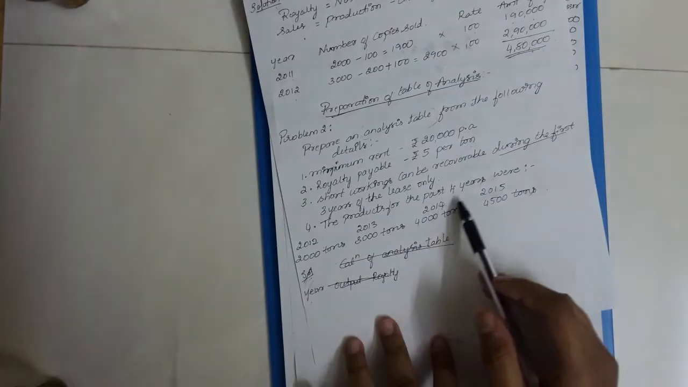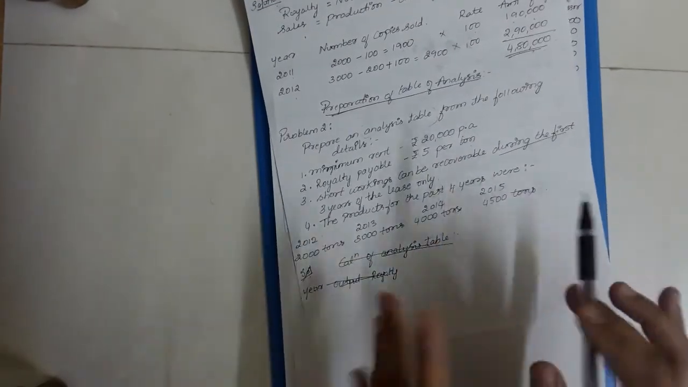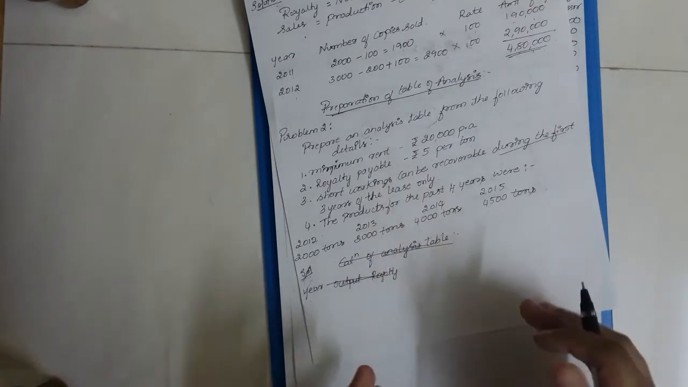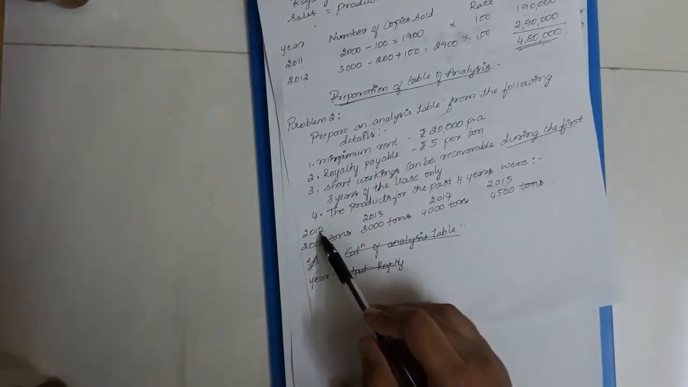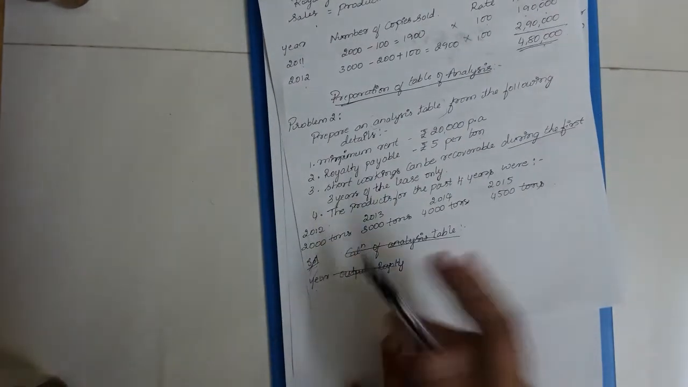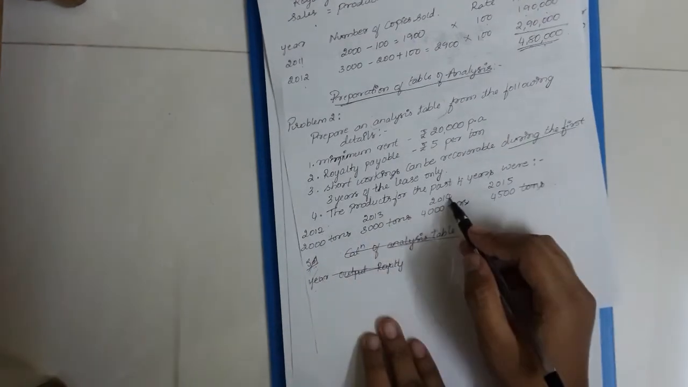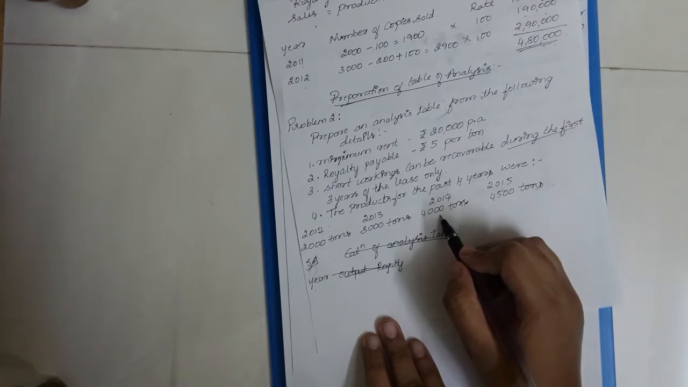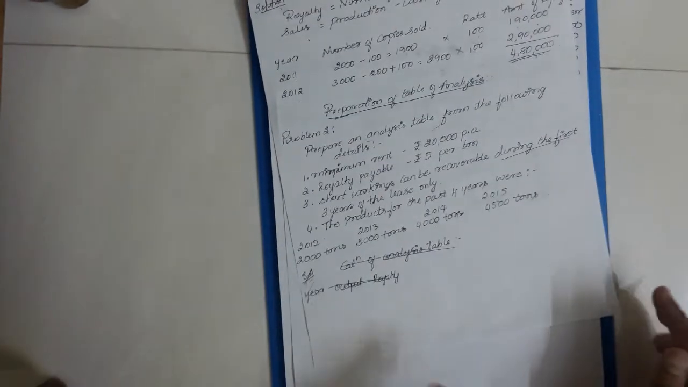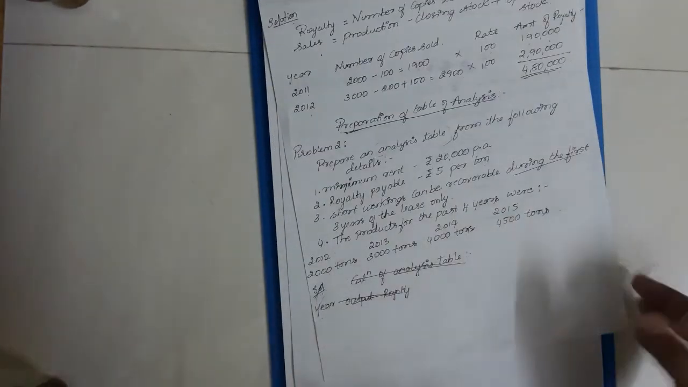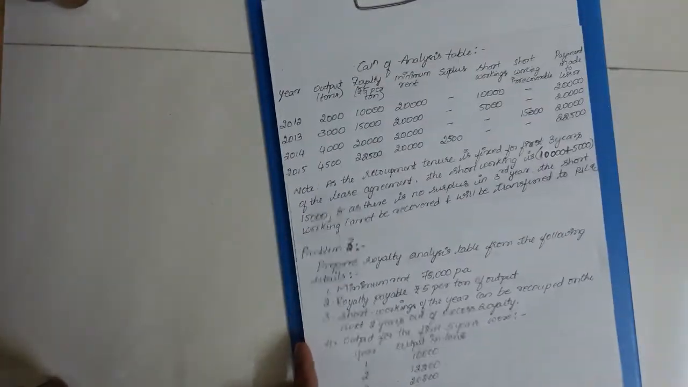They are given the production for the past 4 years, that is production for the first 4 years. In 2012 they have done extraction, or whatever it is, of 2000 ton. In 2013 it is 3000, in 2014 4000, in 2015 4500 tons. So we need to start with the table of analysis. So here is how you need to write this table.